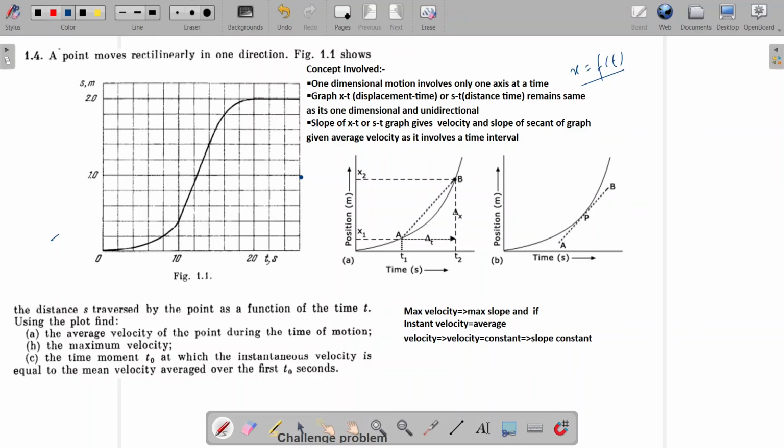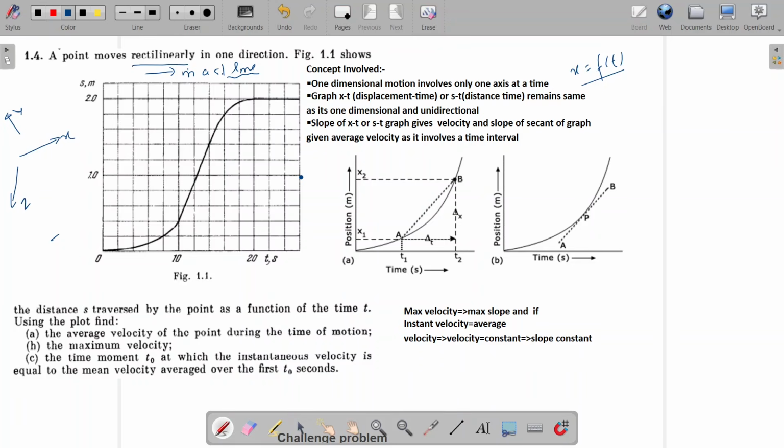That means this word, rectilinear, means straight line, in a straight line. So this is an example of motion in one dimension. Whenever I say motion in one dimension, it means the particle is going either towards the x-axis, or the y-axis, or the z-axis, if we try to represent the motion in terms of a coordinate system.